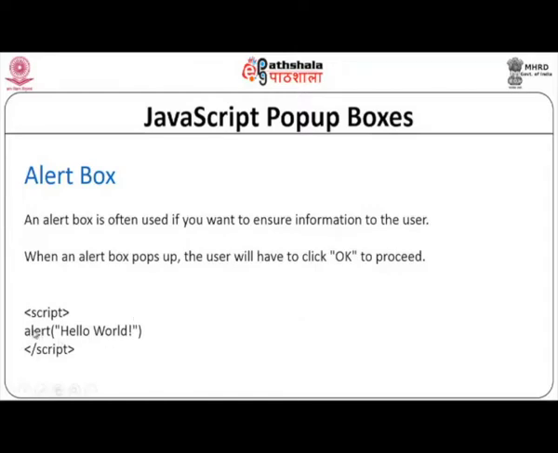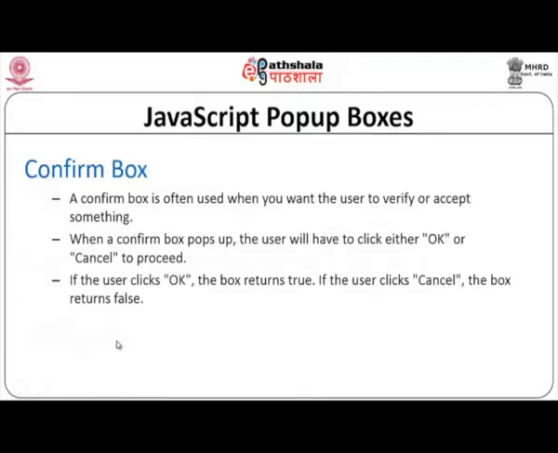The use of alert box would be like this. Within the script code, you use a function called alert and give the string you want to display in the alert box. And there is a dialog box called confirm box. This is often used when you want the user to verify or accept something given by the developer. When a confirm box pops up, there would be two buttons, OK and cancel, and he has to click either OK or cancel to proceed.